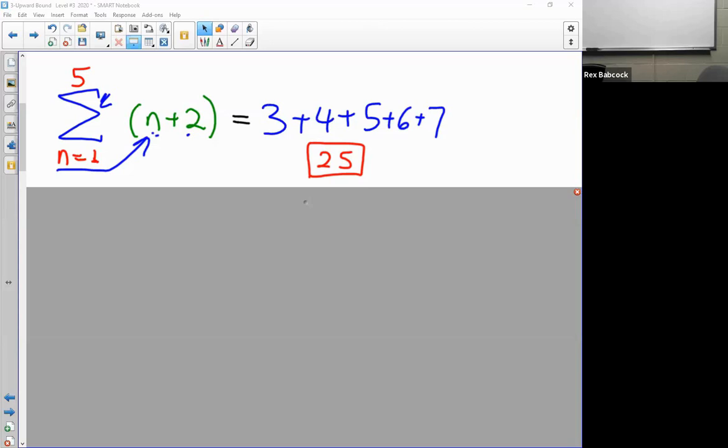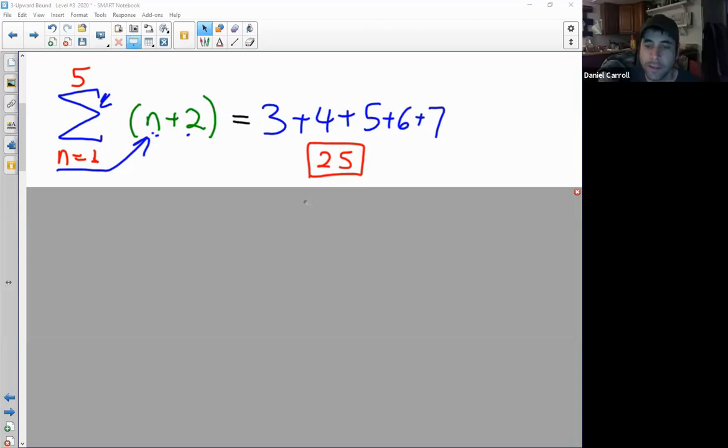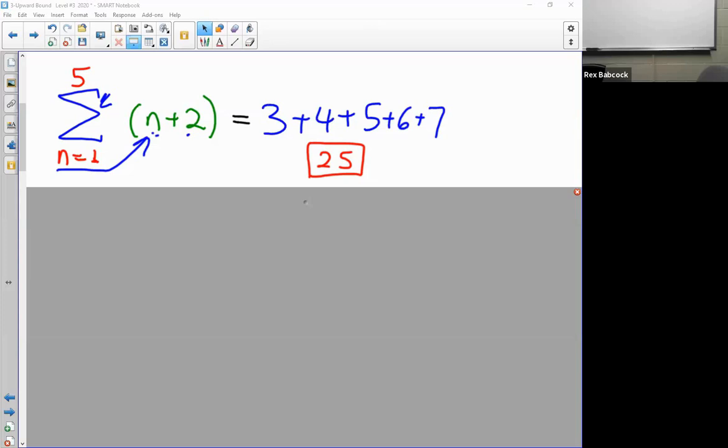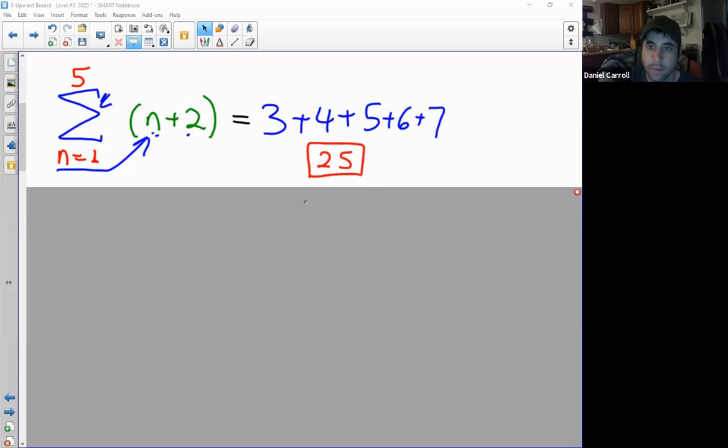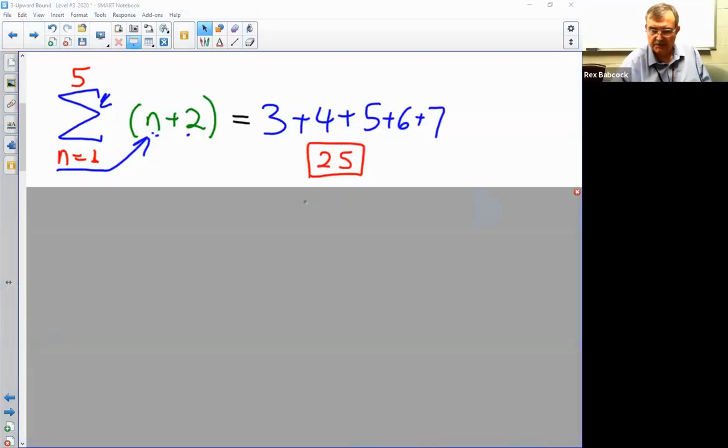Mr. Babcock, we're not seeing the calculator on the screen. Okay. I don't know if you may unshare and then reshare. Yes, that's what I've got to do. Oh, okay, okay.